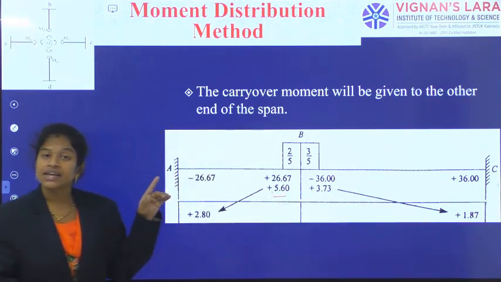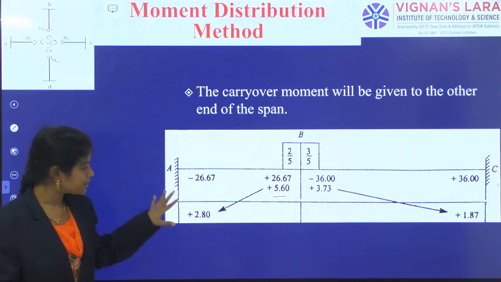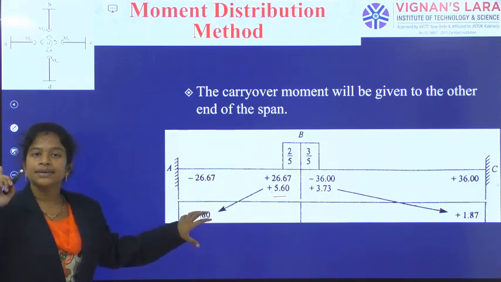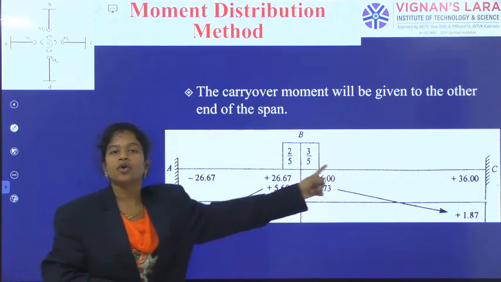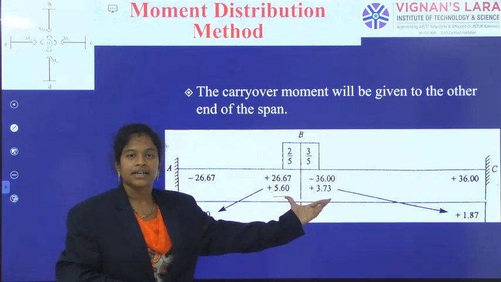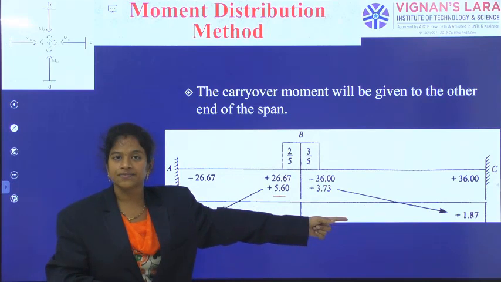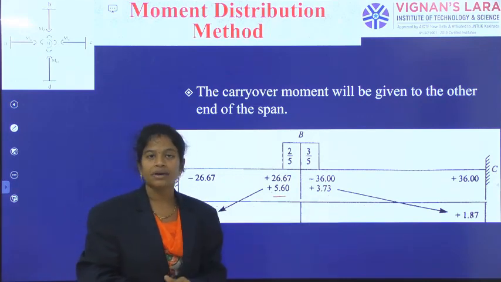Why in the previous step have we not done this? Because there A is a simply supported end. C is a simply supported end. There is no carryover moment towards the supports. Here the support A and support C are fixed. That's why the carryover moment is there.